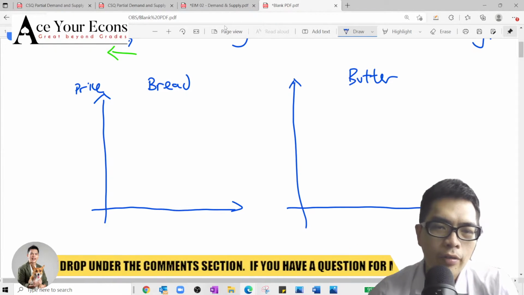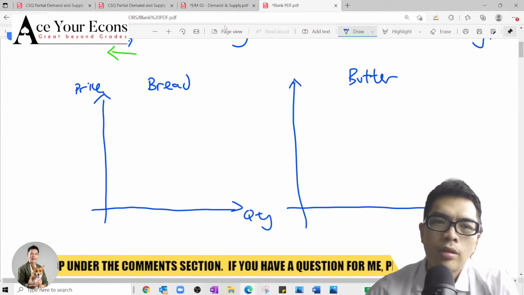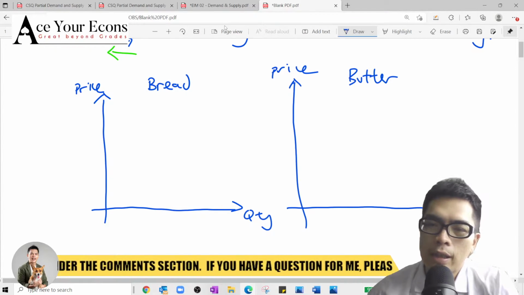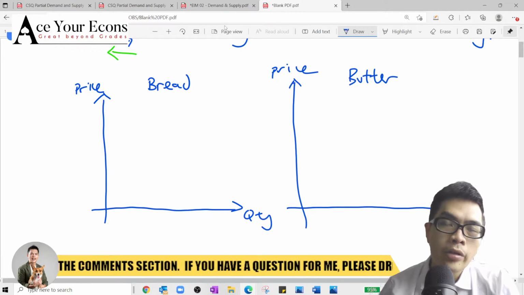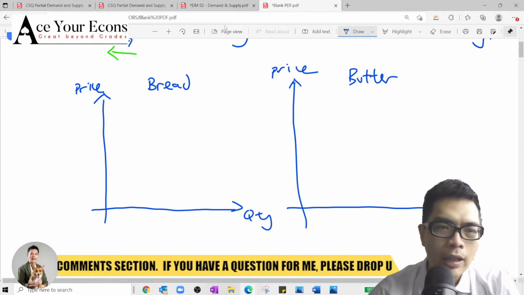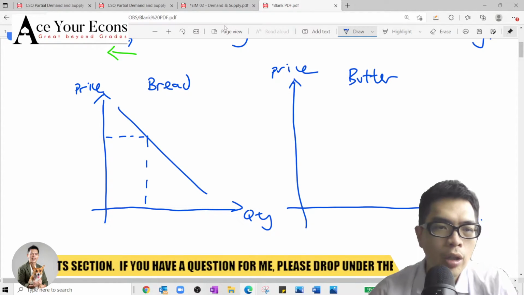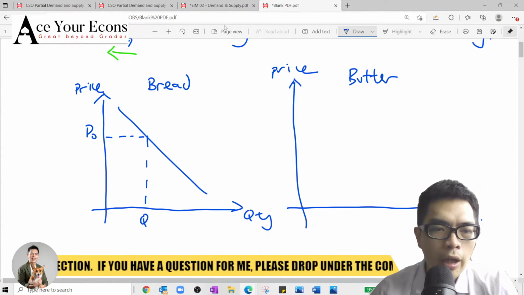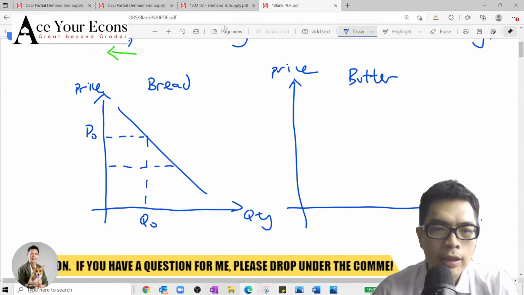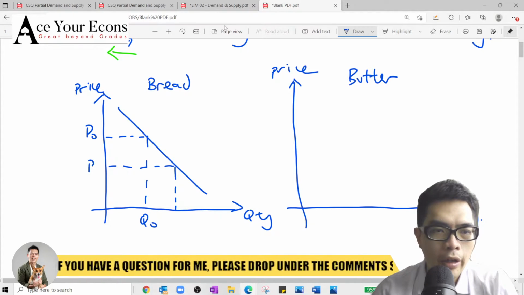Toothbrush and toothpaste. Very good. Okay, so I will just stick with the earlier example of bread and butter. The illustration is entirely the same. First of all, we want to focus on the movement along the initial demand curve. Let's say there's a fall in price of bread, right?